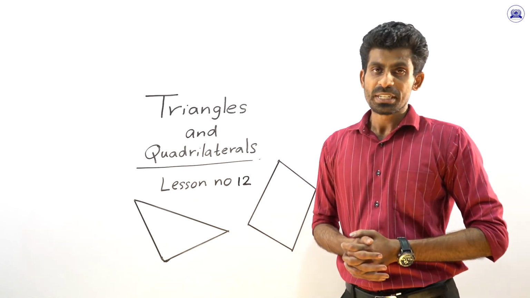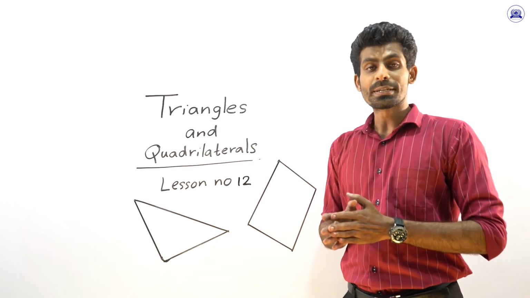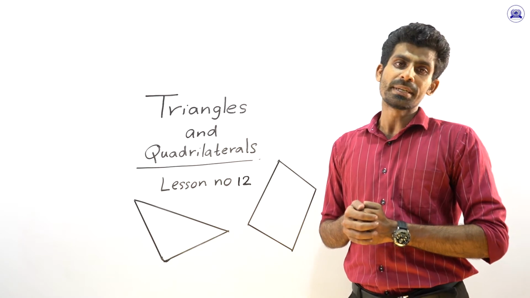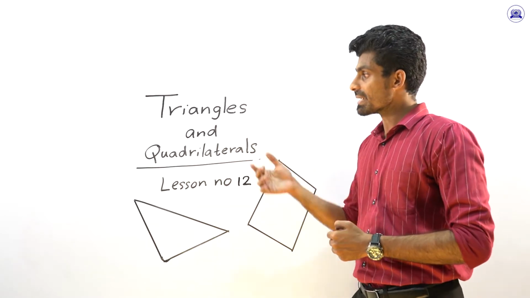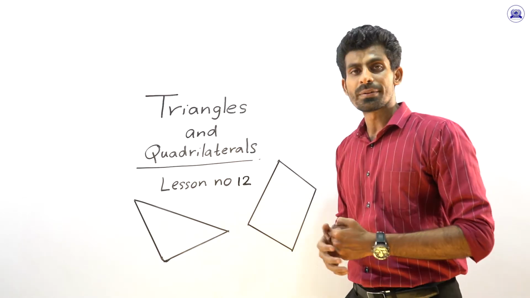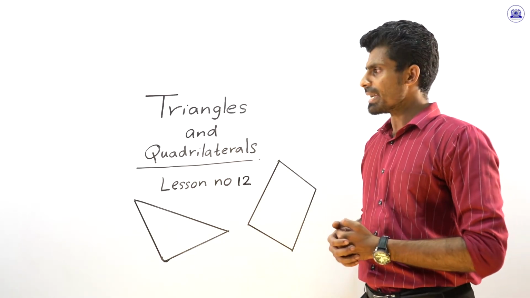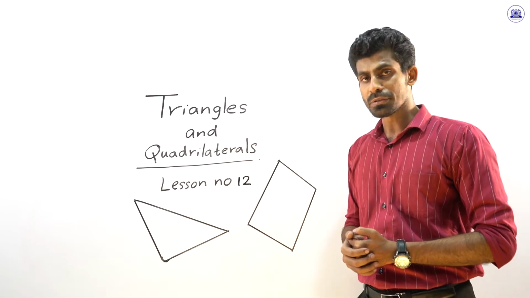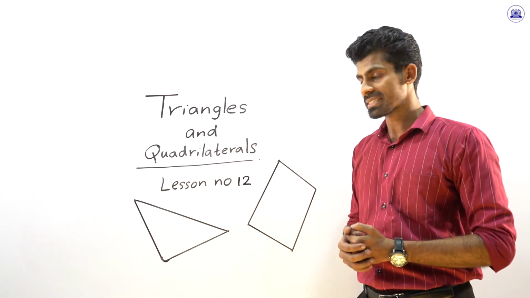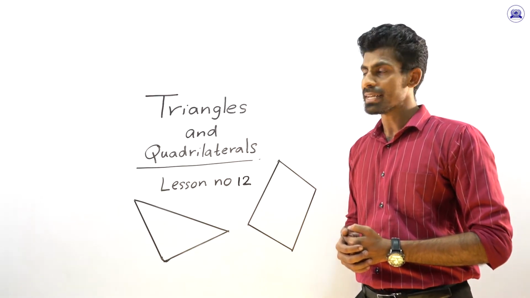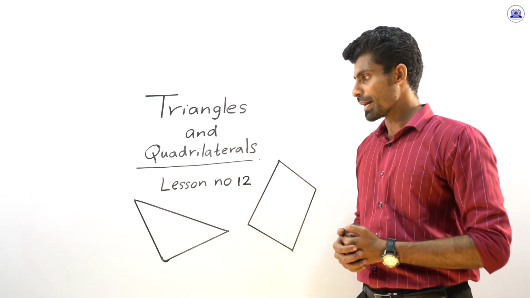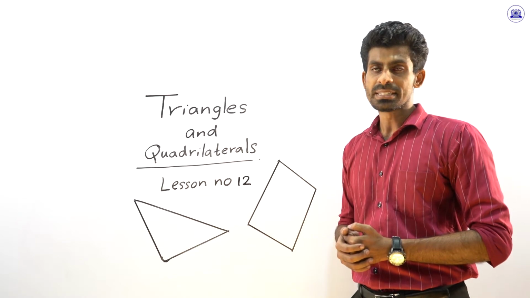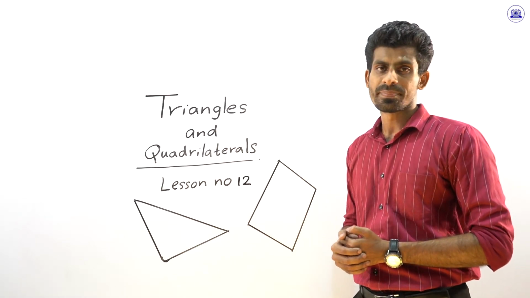Hi my dear students. Today we are going to start a very important lesson, chapter number 12 in your textbooks. What is the topic? Triangles and quadrilaterals, right? In grade 6 and 7 you have learned about those things, but we'll see more about triangles and quadrilaterals. So I'm going to start the session, chapter number 12.